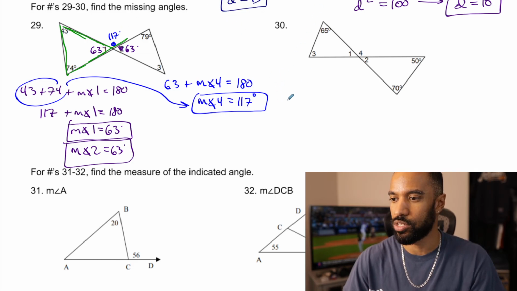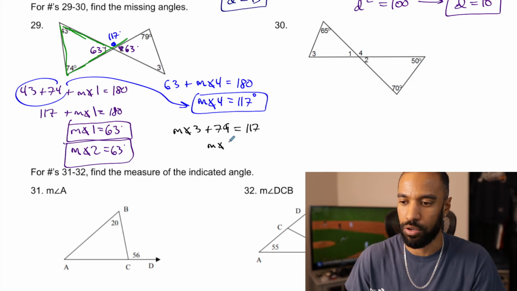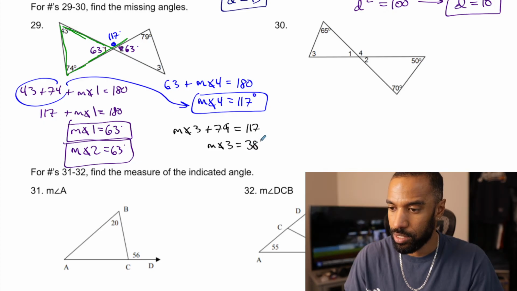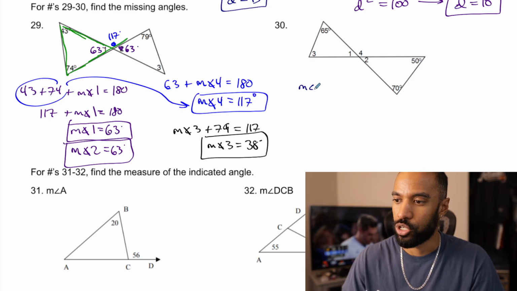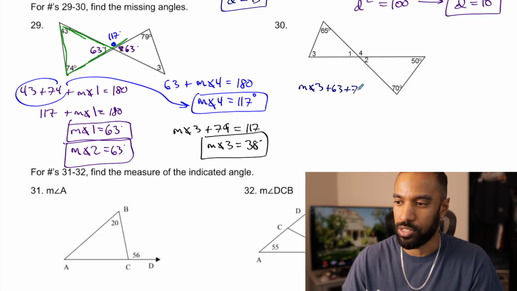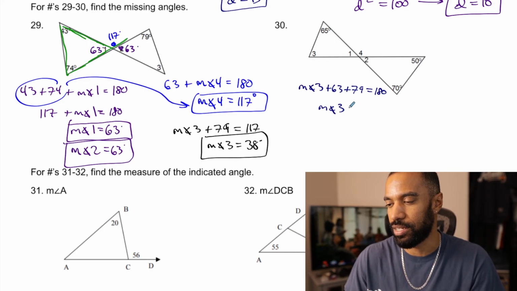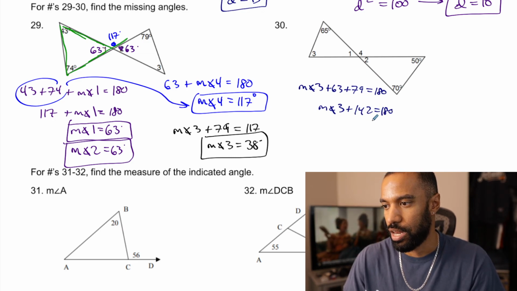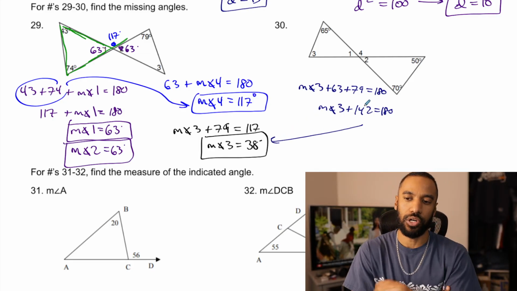So you can do this one of two ways as well. You can either say measure of angle 3 plus 79 equals 117, and use that to solve for measure of angle 3. If you subtract 79 from both sides, you get 38. Or we could have done measure of angle 3 plus 63 plus 79 equals 180. 63 plus 79 is 142. And if you subtract 142 from both sides, you will also get measure of angle 3 is 38. So it's an either or thing.